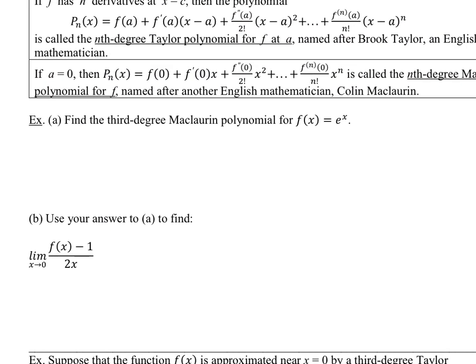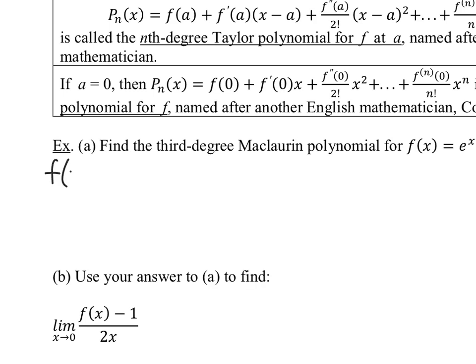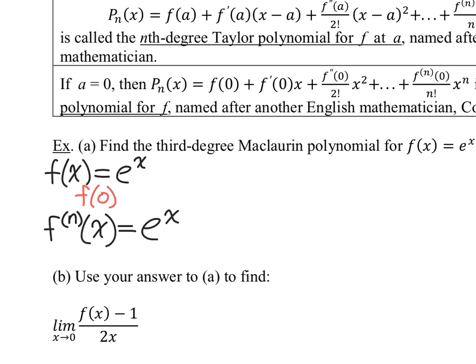Third degree Maclaurin polynomial for e to the x. So we need some derivatives. Fortunately, it's e to the x, which has a derivative of e to the x, and a second derivative of e to the x, and a 20th derivative of e to the x, which is just wonderful news. Since it's Maclaurin, I want to do it at 0. So f of 0 is going to be equal to 1. The nth derivative at 0, e to the 0, is also 1.